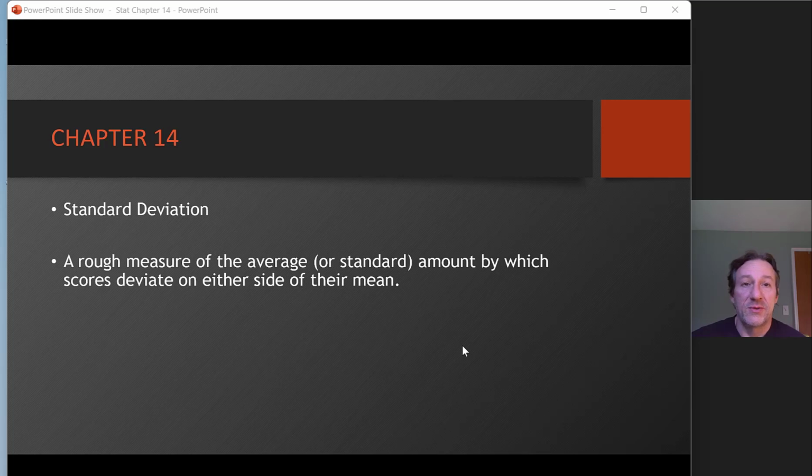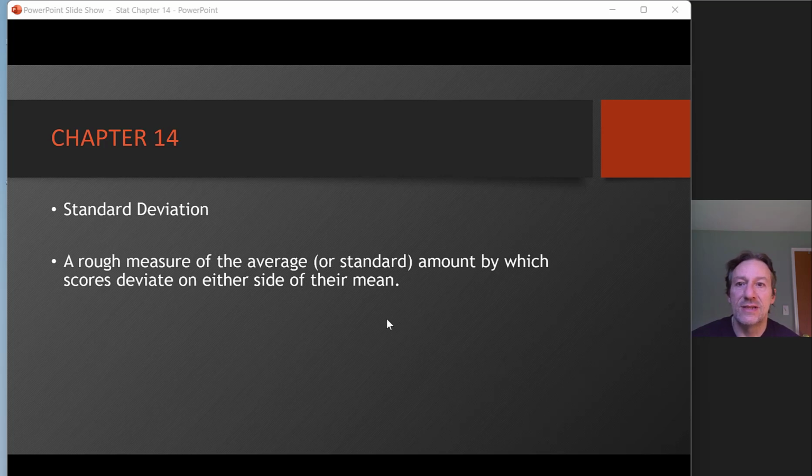Right, in chapter 14, we're going to talk about an independent samples t-test. We did the z-test, and then we did the one sample t-test, and now we're going to do two samples. So basically, we're going to be comparing two groups to each other. Just kind of like some review, some terms here.